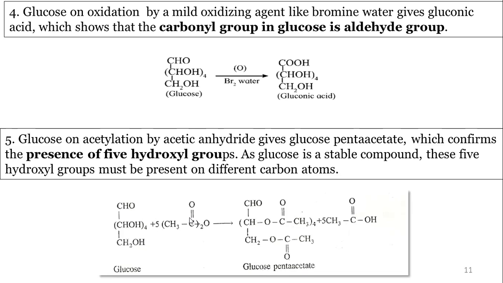So the examiner can ask the question: the confirmation of 5 OH groups is decided by which reaction? This is an application type of question. Glucose contains 5 hydroxyl groups, confirmed by which reaction? Remember, such questions can be asked for 1 mark.